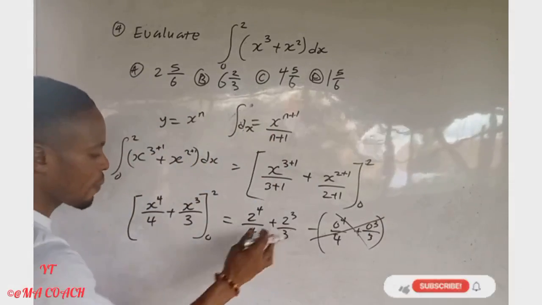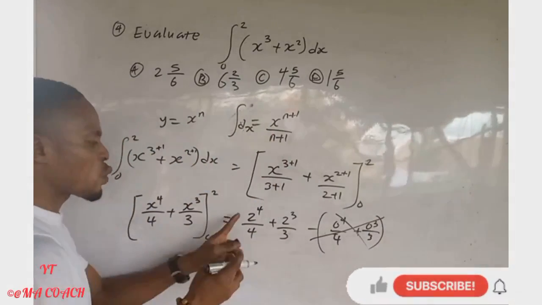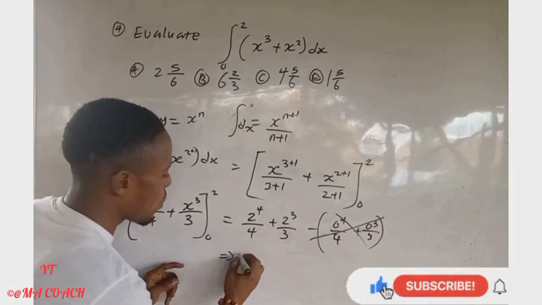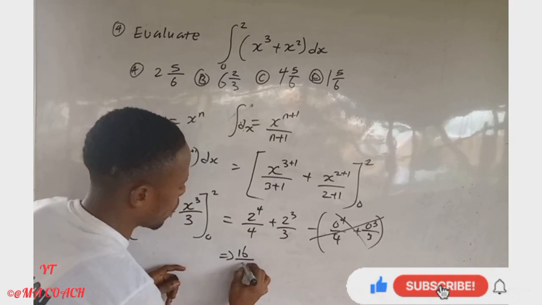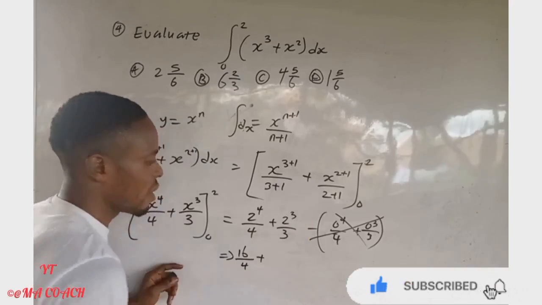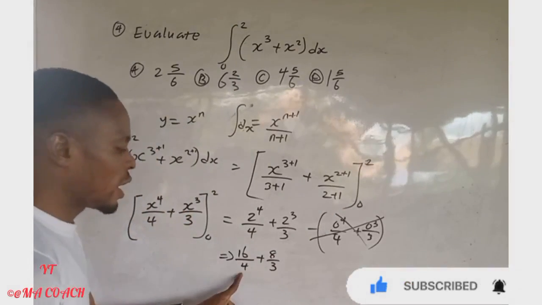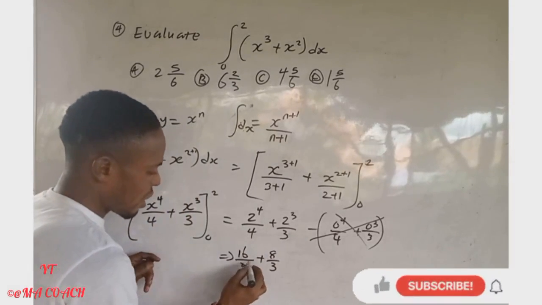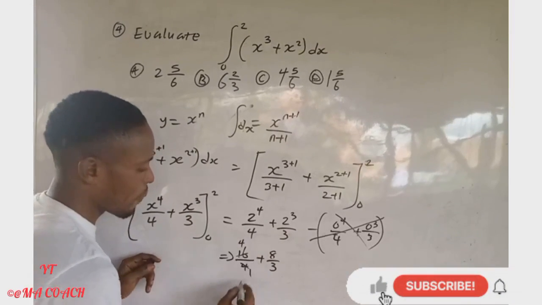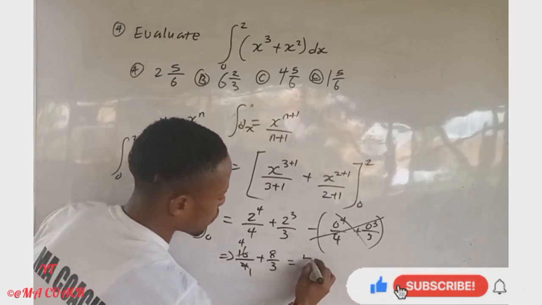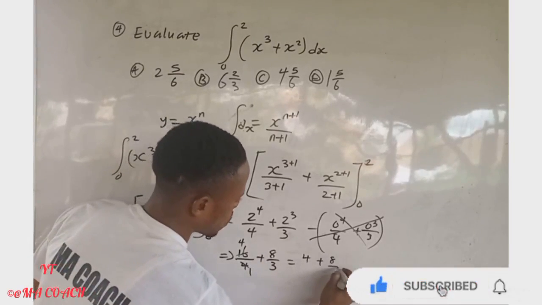Now 2^4 is 16, so we have 16 divided by 4, plus 2^3, which is 8, so 8 divided by 3. Here 16 divided by 4 is 4. So we have the answer as 4 plus 8 over 3.